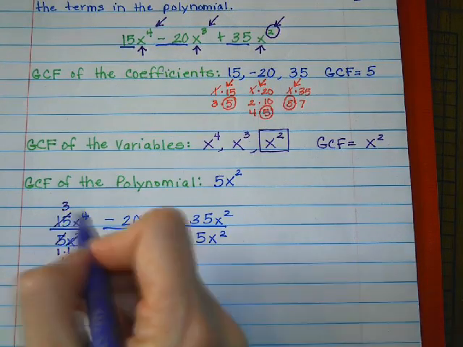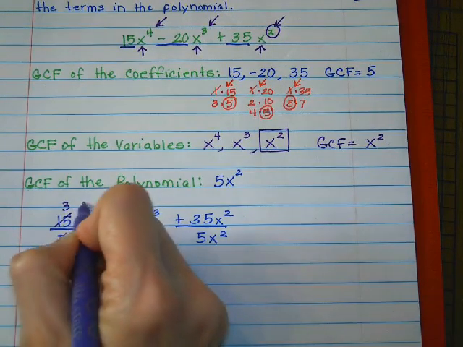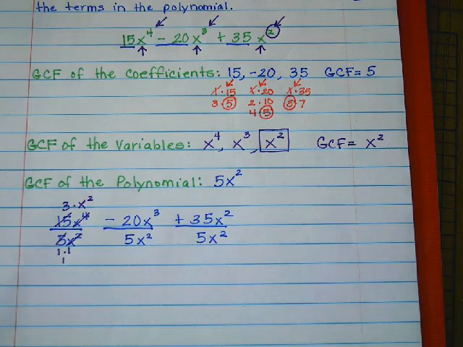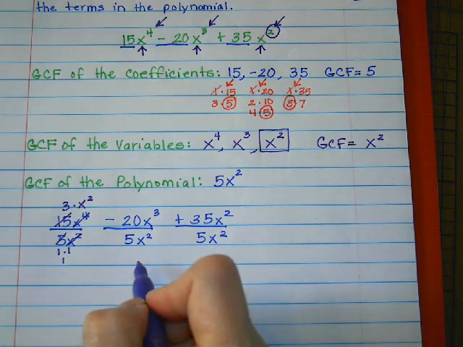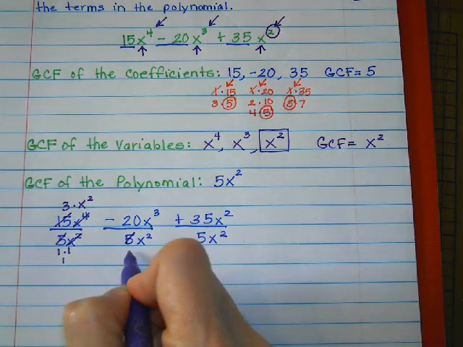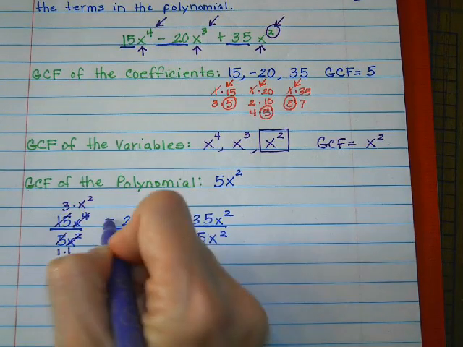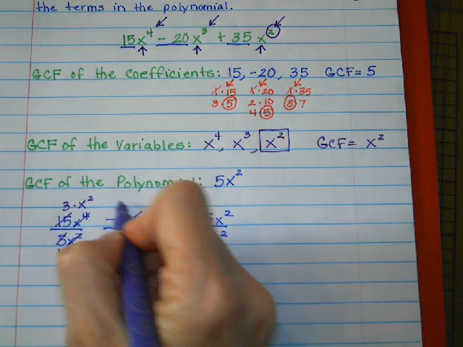x to the fourth divided by x to the second is x to the second. So now we got 3 times x to the second on the top. The middle term, we got 5 divided by 5, which is 1. Negative 20 divided by 5 is a negative 4.